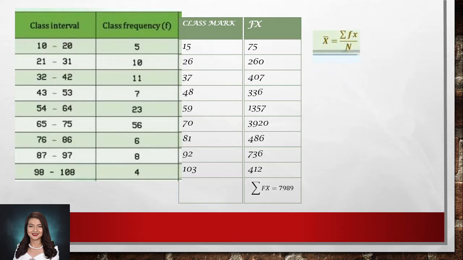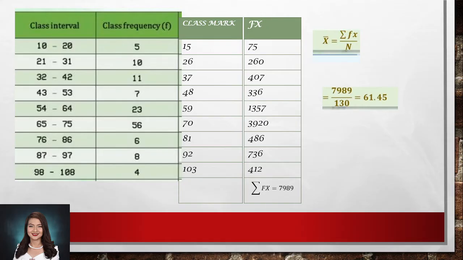So, we have here mean is equal to summation of Fx divided by n. And 7,989 divided by 130, where do we get 130? You just add the data in the class frequency and you get 130. Now, using 7,989 divided by 130, we get 61.45.